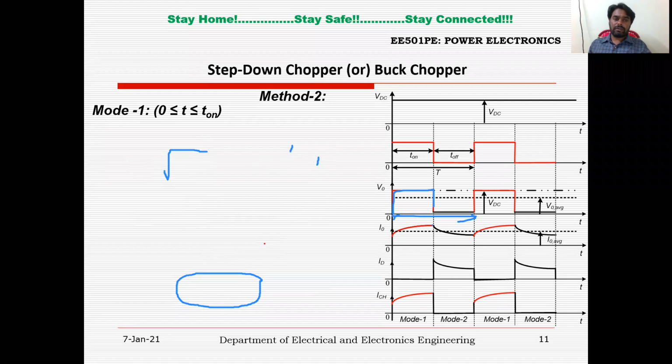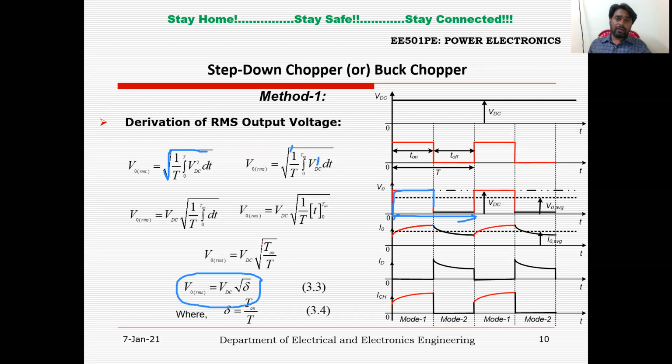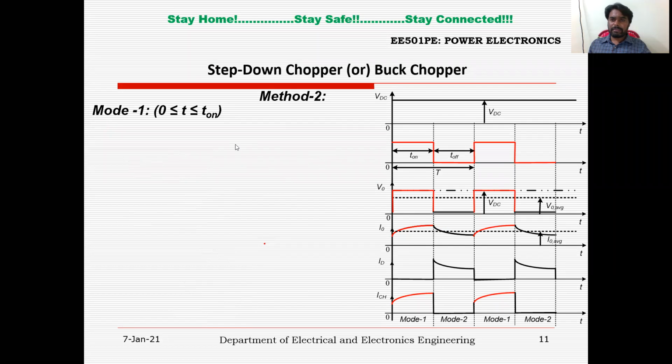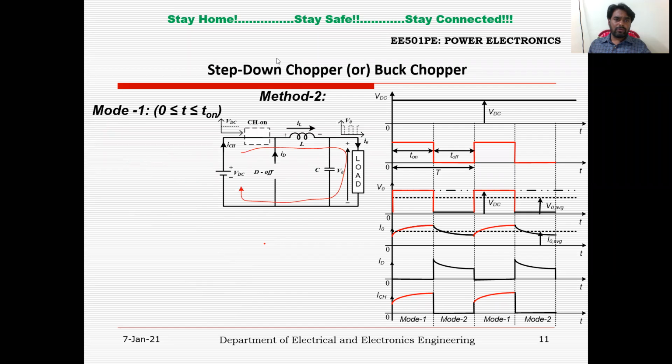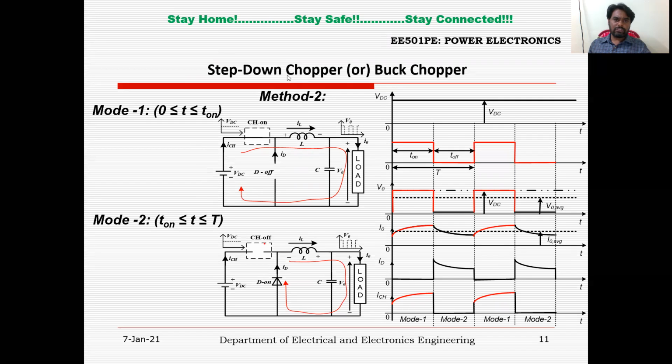So this is one method, method one. You can also achieve the average output voltage with the help of one more method, right? So this is method two. Now the same expression, when the chopper is in on condition, is the equivalent circuit we have just discussed. When the chopper is in off condition, this is the equivalent circuit. Now the only thing is that you just apply KVL in this loop, so it will be minus VDC.